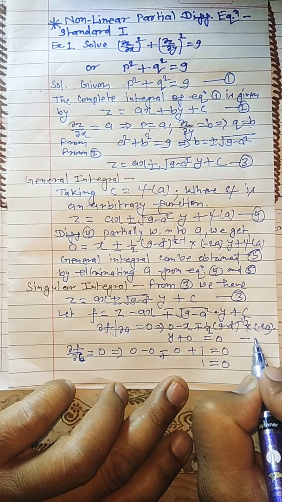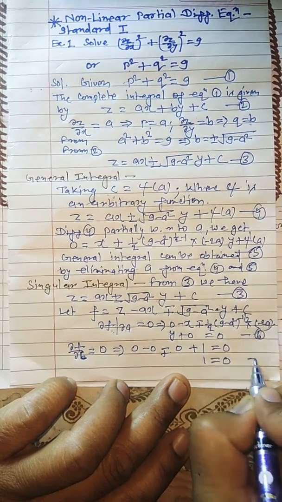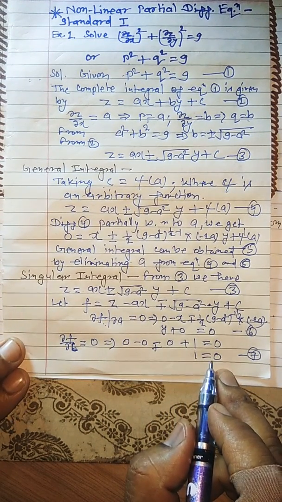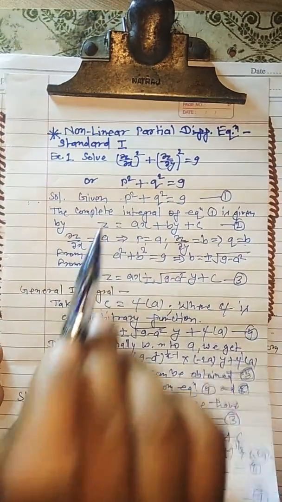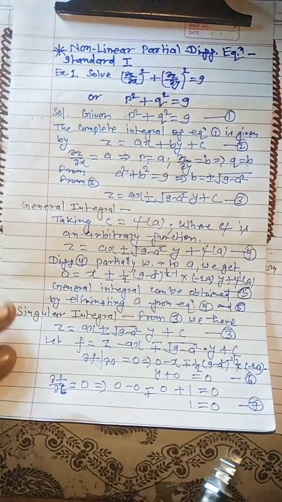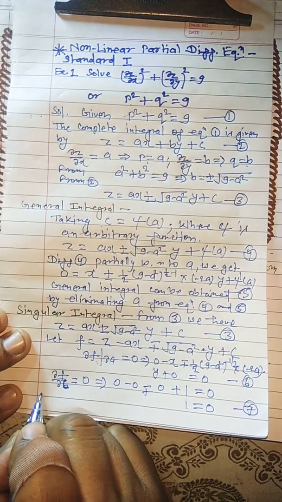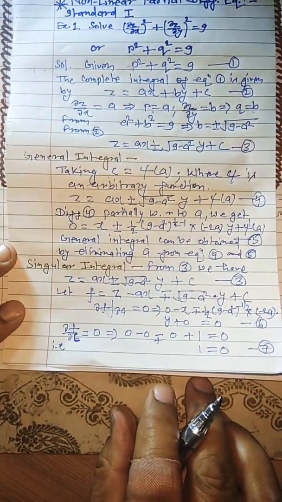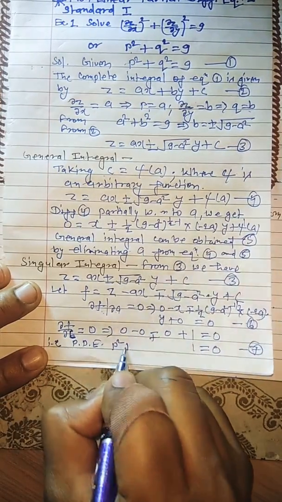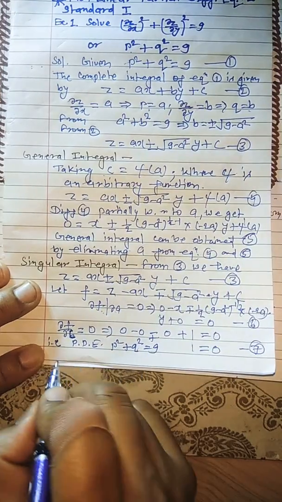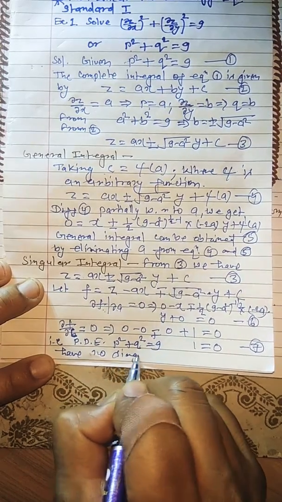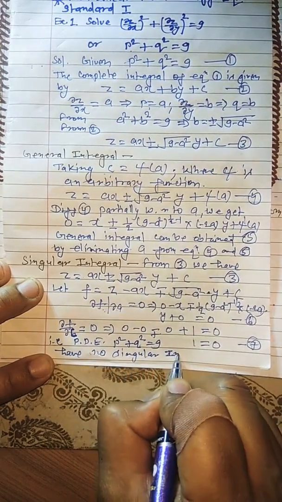Okay, we can say this is our equation number 6 and this is equation number 7. Means here we get 1 equal to 0, which is not possible. Means this non-linear partial differential equation p square plus q square equal to 9 has no singular solution. That is, the partial differential equation p square plus q square equal to 9 has no singular integral.